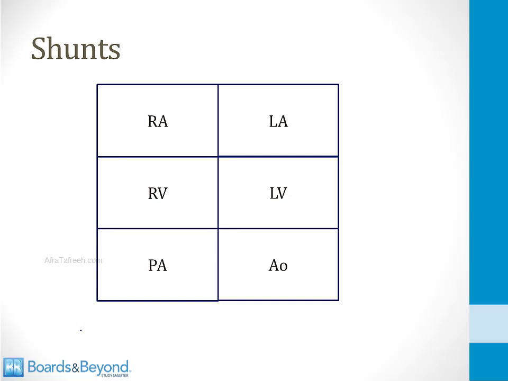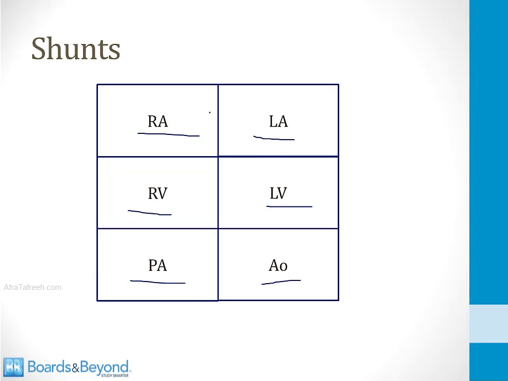So for example, you may know that on the right side of the heart blood flows from the right atrium to the right ventricle to the pulmonary arteries. It then goes through the lungs. After the lungs, blood flows through the left side of the heart, including the left atrium, the left ventricle, and then finally to the aorta.